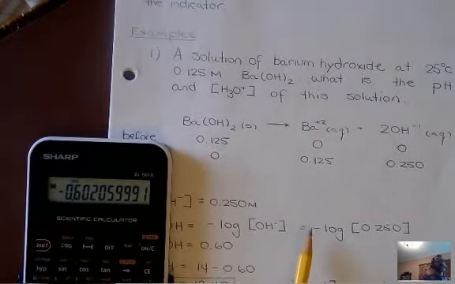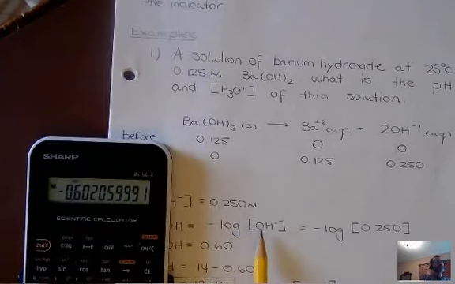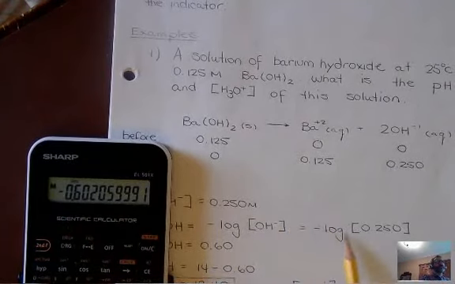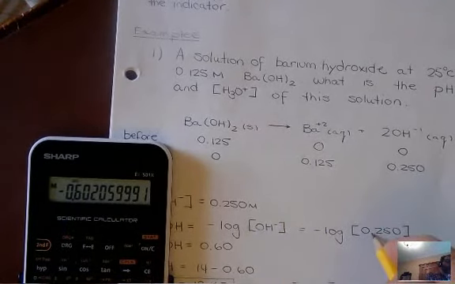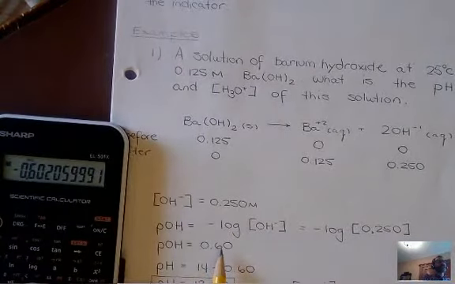But look, this has a minus sign in front of it. Anytime these are fractions, the log of a decimal number or a fraction is going to be a negative number. So that negative is going to cancel with that negative. So negative the log of 0.250 is going to give you a pOH of 0.602.